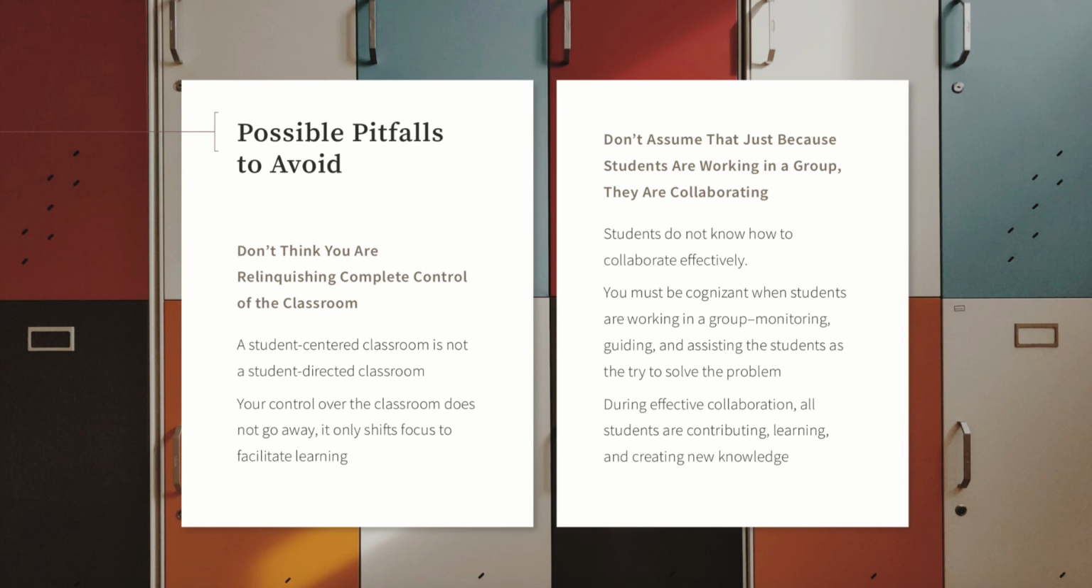Don't assume that just because students are working in a group, they are collaborating. Students do not know how to collaborate effectively. Often, one student does all of the work and the other students sit back and do very little. This NKH 2.0 training will show you how to help your students learn to be self-directed learners who collaborate effectively. During effective collaboration, all of the students are contributing, learning, and creating new knowledge.